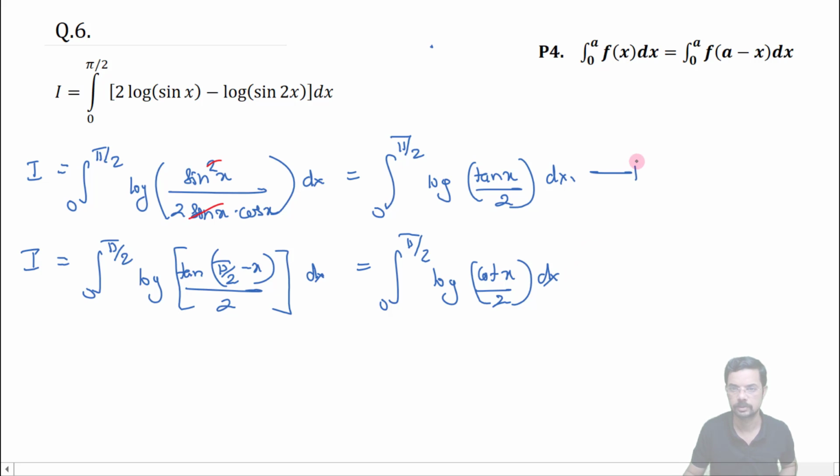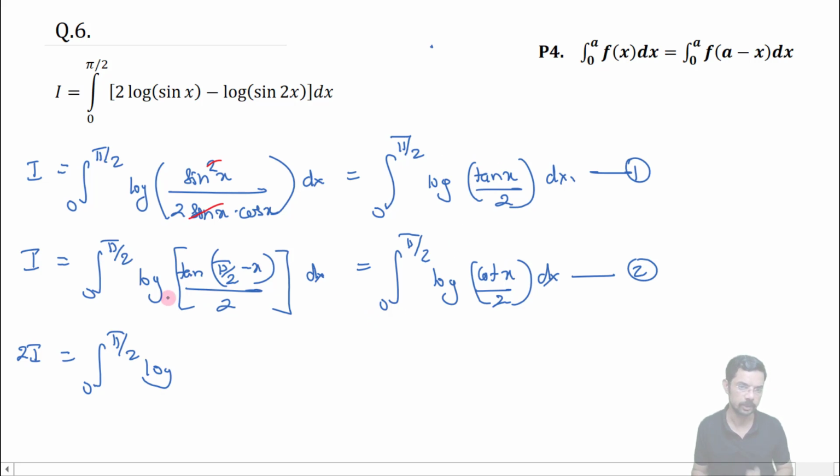We shall take this as the first equation and this as the second equation. When we add both of them, we get 2I is equal to integral from 0 to pi by 2. Log a plus log b is equal to log of a into b, so I shall multiply them directly. So we get tan x by 2 into cot x by 2, so it becomes 1 by 4, into dx. Now tan x into cot x is 1.